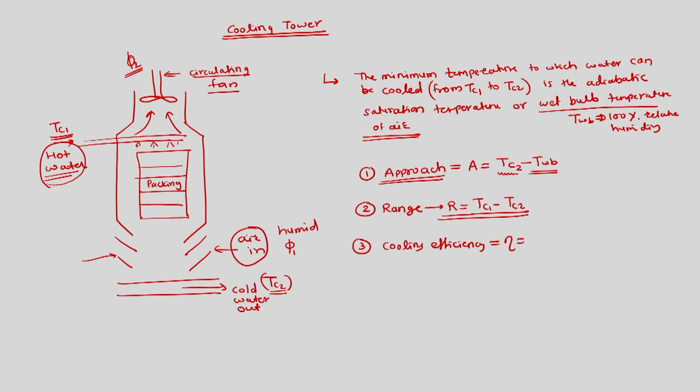and then this is eta, and this is equal to actual cooling divided by maximum possible cooling. So for the efficiency of the cooling tower, actual cooling is TC1 minus TC2, which is the range, and maximum possible is TC1 minus TWB, that is the wet bulb temperature. So this is the efficiency of cooling for a cooling tower.